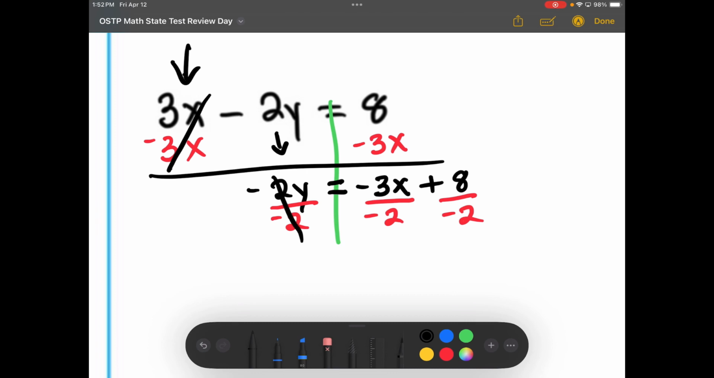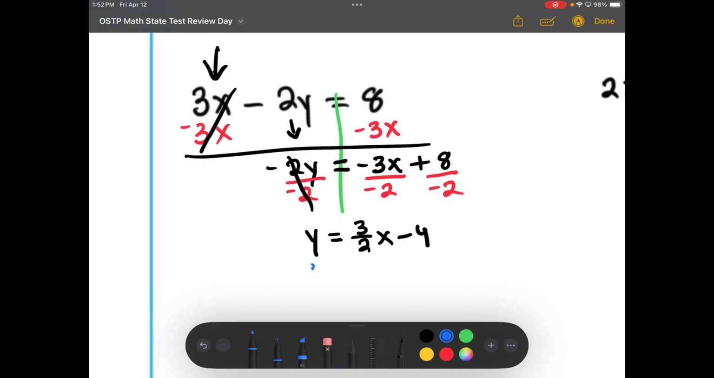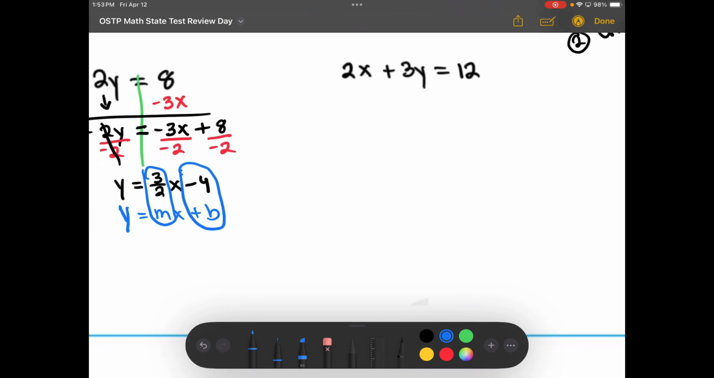Equations are all about balance. So now we have y equals, what's a negative divided by a negative? Positive. So that becomes positive 3/2 x. What is 8 divided by negative 2? So we put minus 4. Y, I'm going to put the slope-intercept form underneath it. Here's my slope. Here's my y-intercept. Okay, let's do the next one.